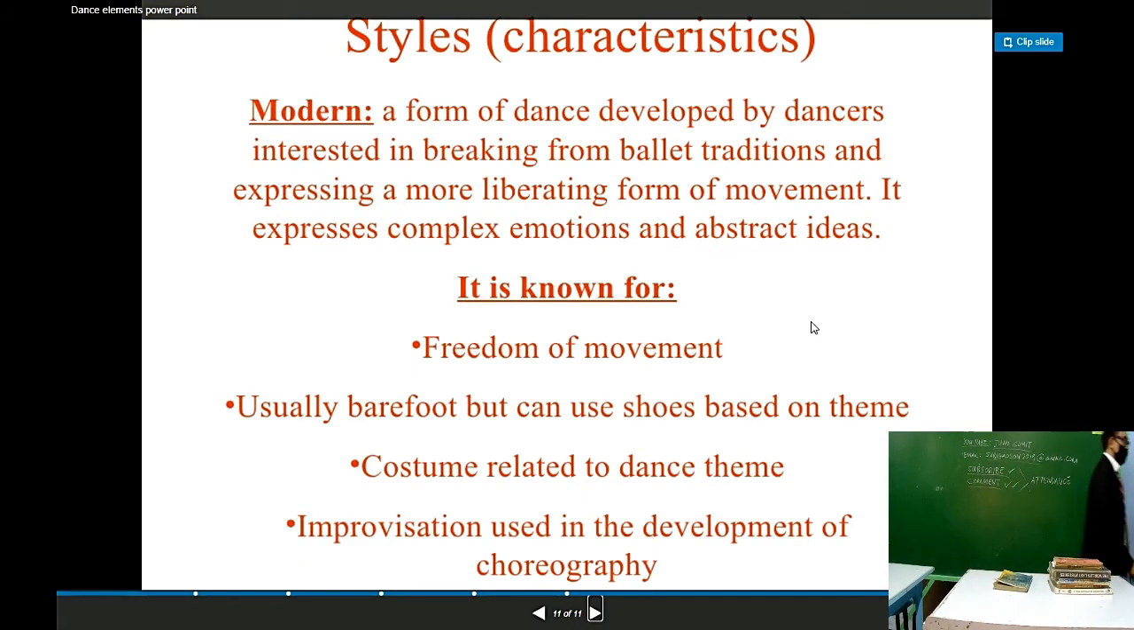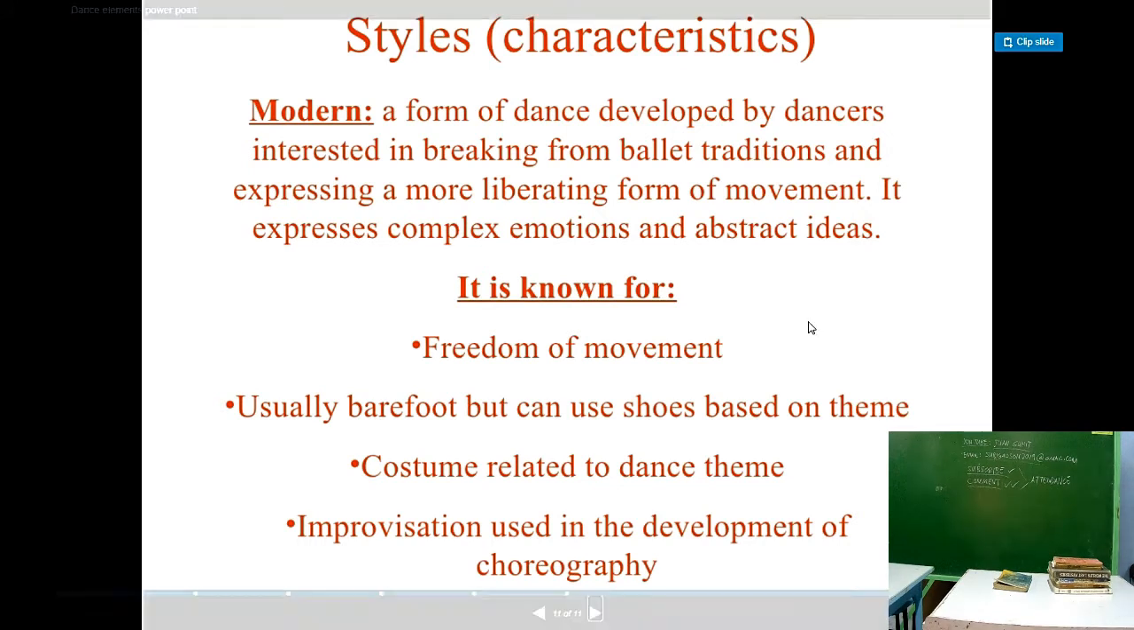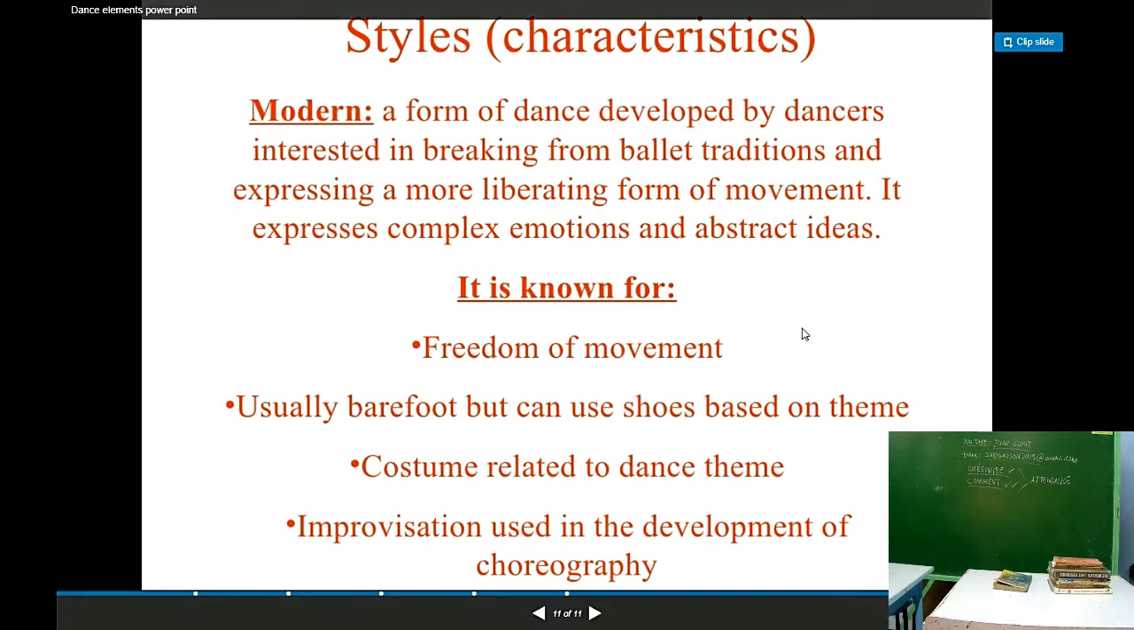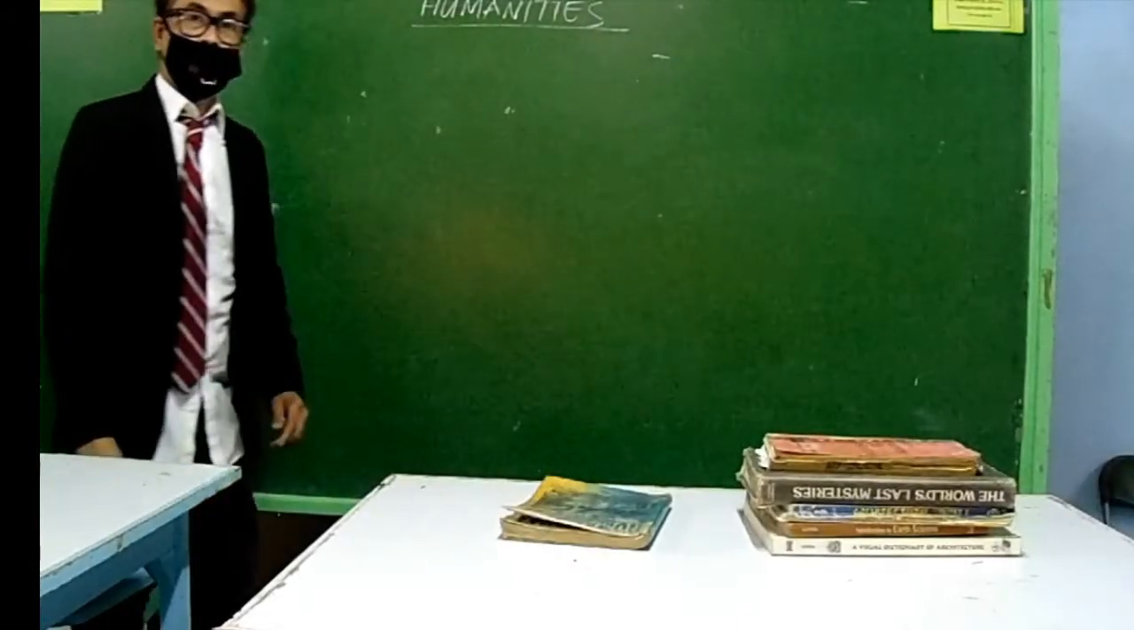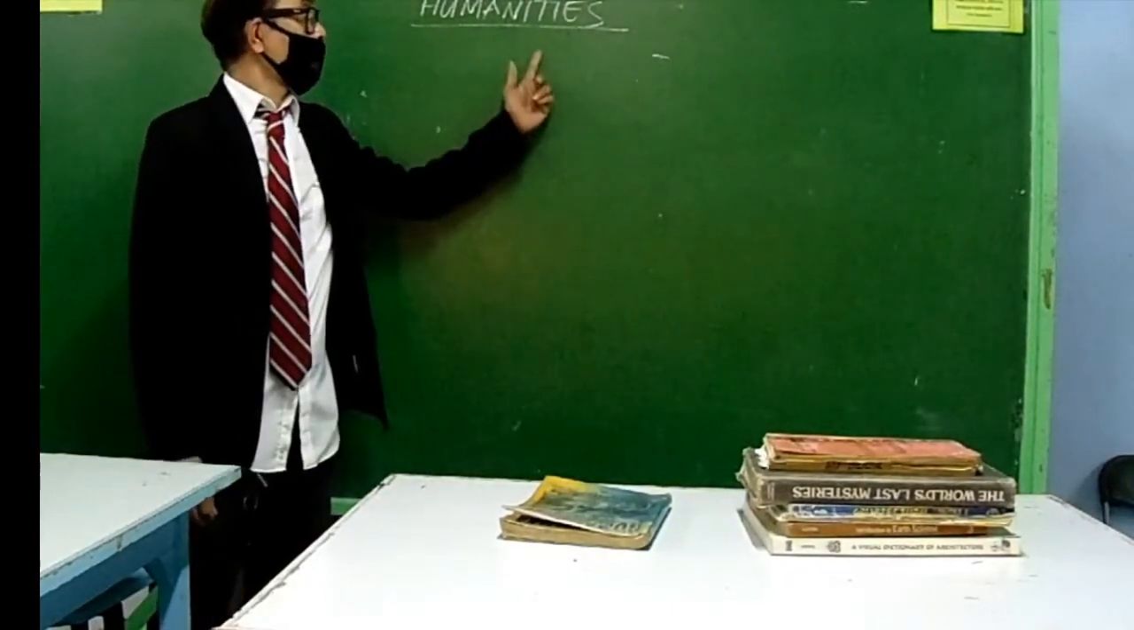Another style of dance. The modern dance is a form of dance developed by dancers interested in breaking from ballet tradition and expressing a more liberating form of movement. That's why it is called modern style or modern dance. It is known for freedom of movement, usually barefoot, costume-related, with improvisation used in the development of choreography.